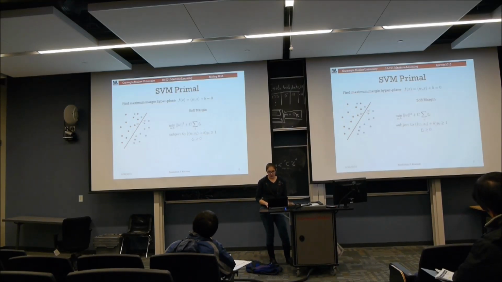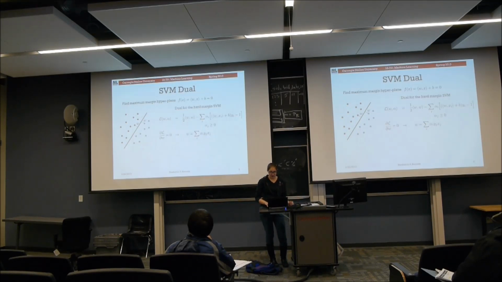So the soft margin problem, the relaxed SVM, introduces some slack variables and some constraints. Is everyone okay with this? Does everyone understand where this came from? All right. Okay, so let's write out the dual for the original, the hard margin problem.